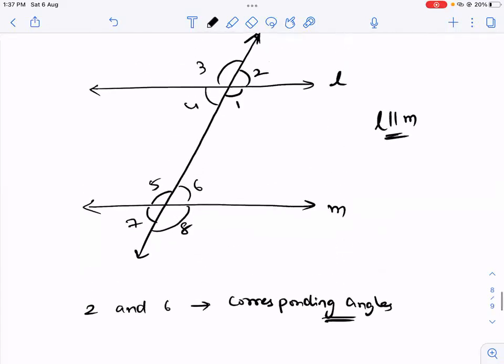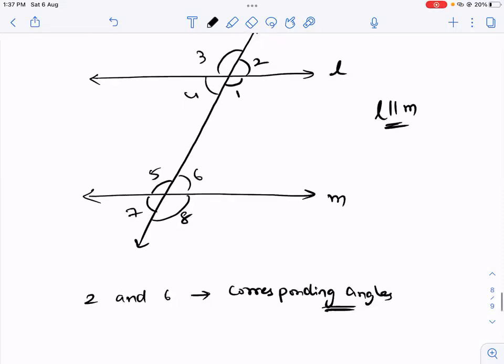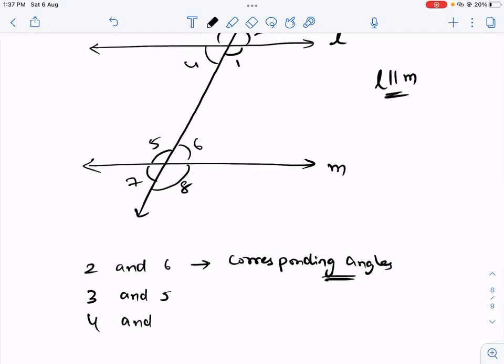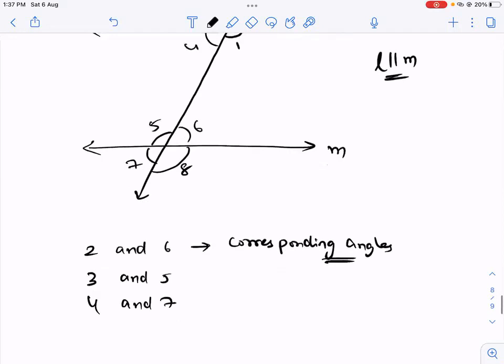Yes. So similarly, what are the other two corresponding angles? 3 and 5. 4 and 7 are corresponding, and 1 and 8 are corresponding angles. All these are corresponding angles.